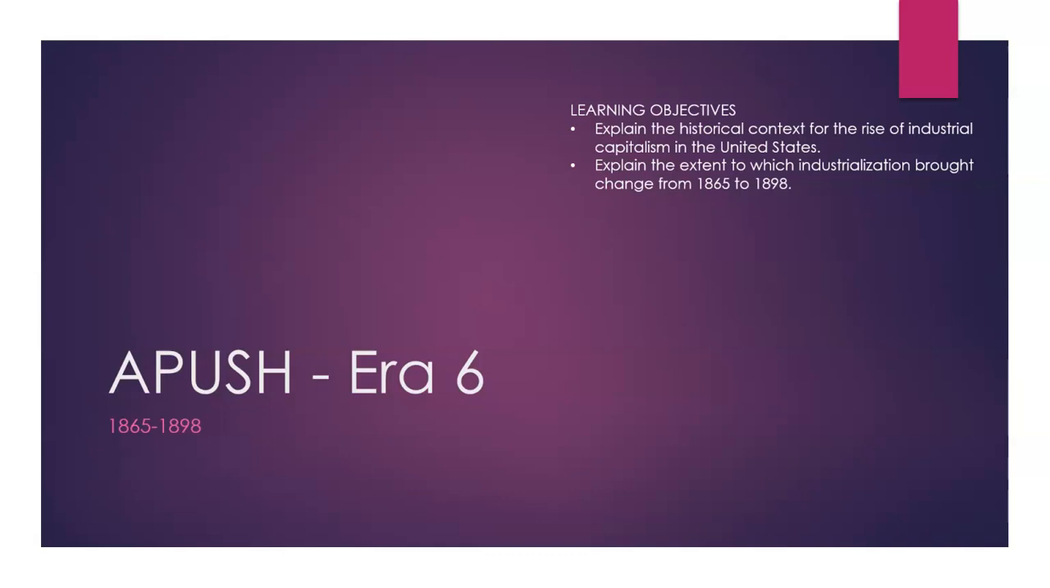In this set of videos, we're going to look at the sixth time period covered in APUSH, which covers the years 1865 through 1898. You will notice that once again, the early part of this time period overlaps with the end of the last one. So some of the information and events from the last era are still quite important to this one.